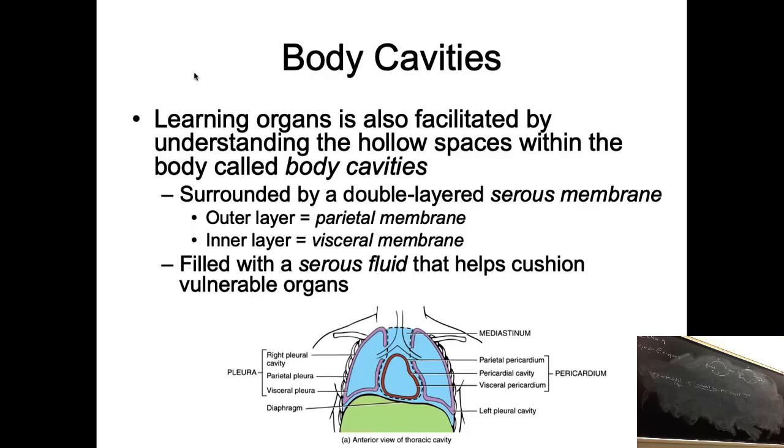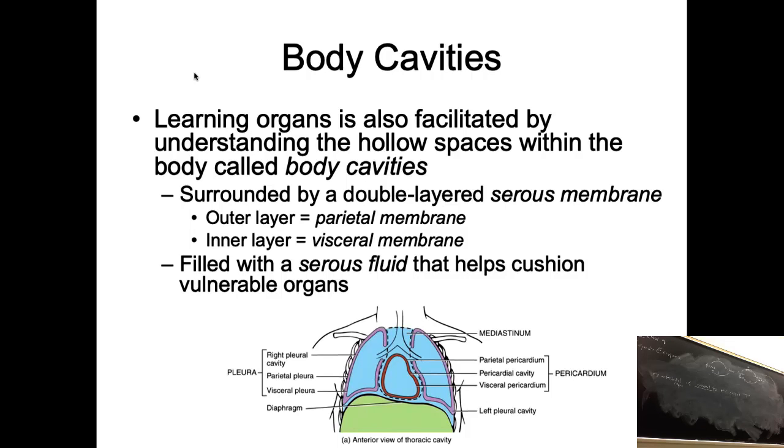sealed internal fluid-filled spaces. Well, actually, the fluid is between two membranes. It's a double-layered membrane called a serous membrane. The serous membrane is two layers of tissue with a fluid between them.